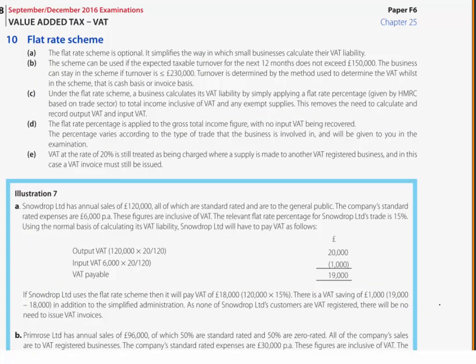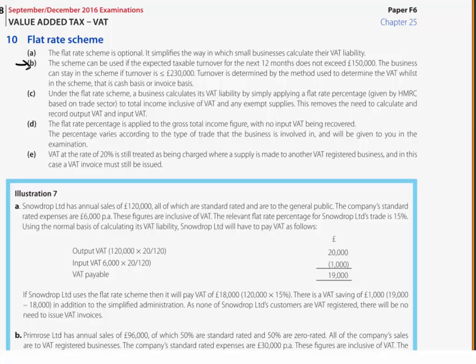The last of the 3 accounting schemes that we need to be familiar with in terms of our F6 syllabus that is available to small businesses is the flat rate scheme. And the first thing that we'll pick up on here is we're talking about a much smaller business entity.